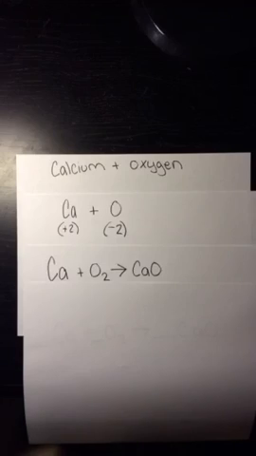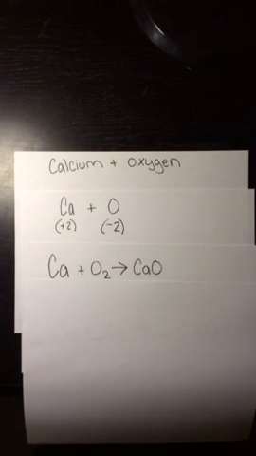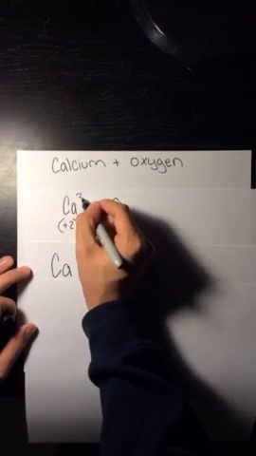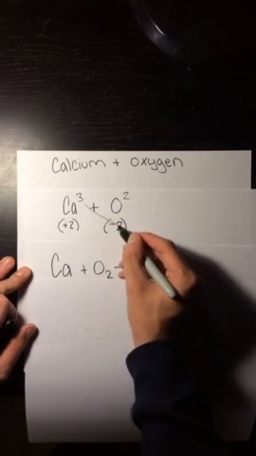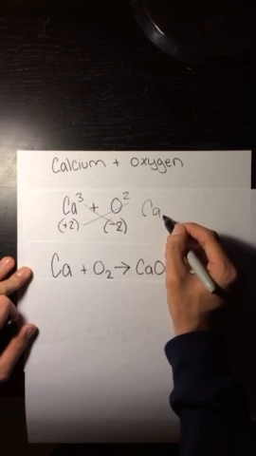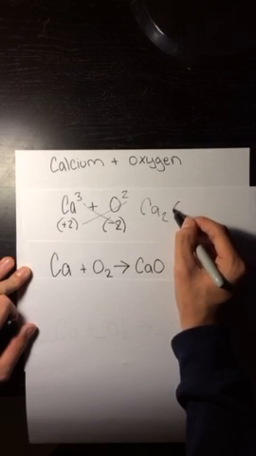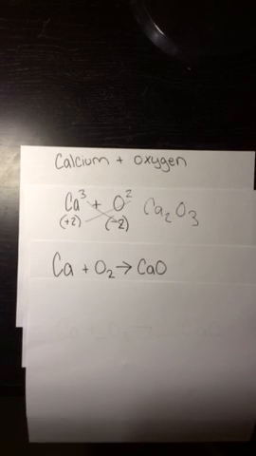If it had like a +3 and a -2, you could crisscross. So if this had a 3 and this had a -2, you'd still put them together, but you would crisscross them. So it would be CaO3. But that's not the case here. We already have the charges that are equal. So there is no need to put any subscripts below in CaO.